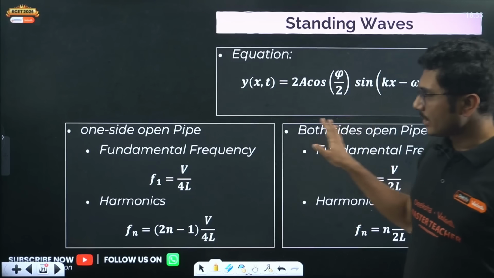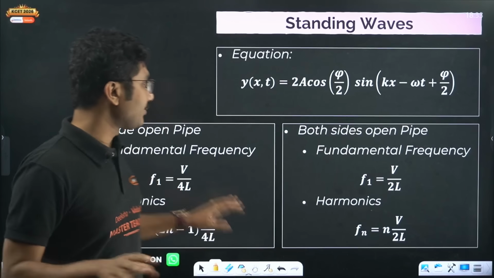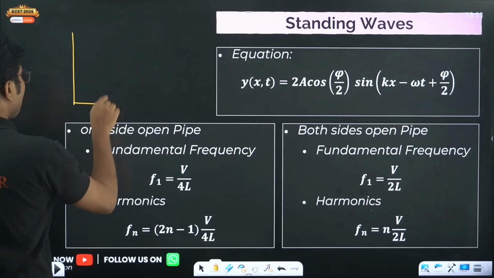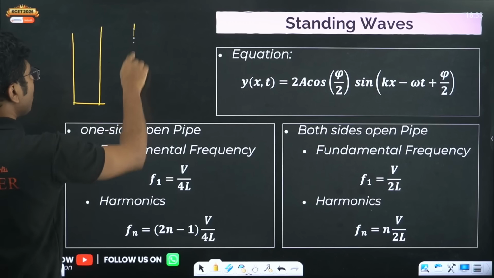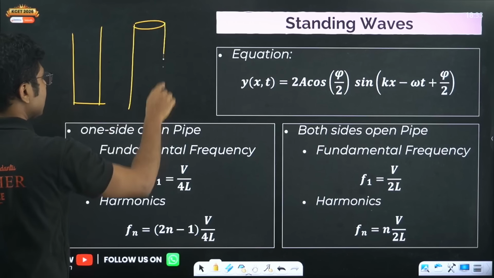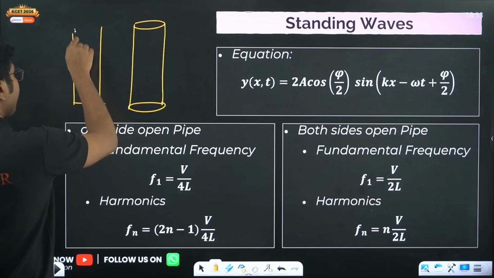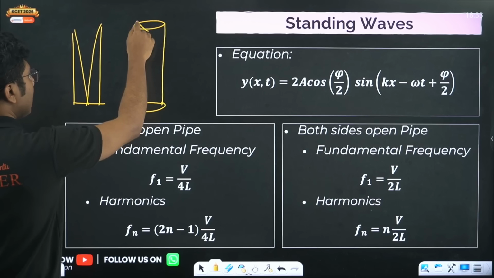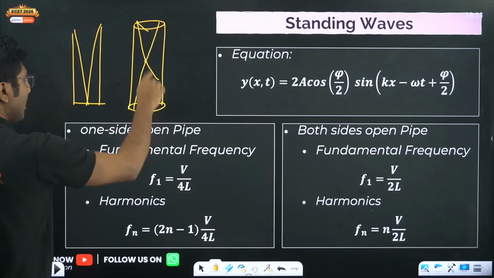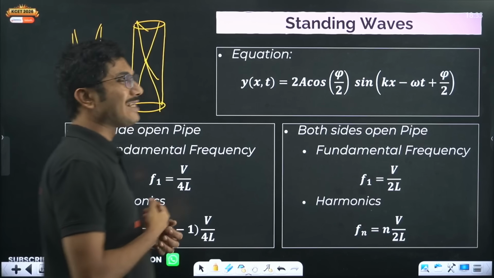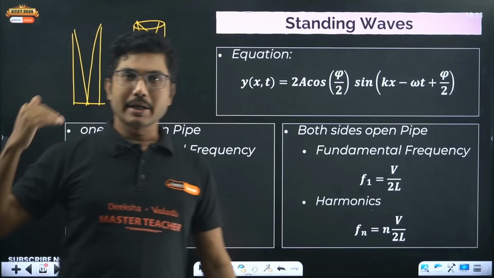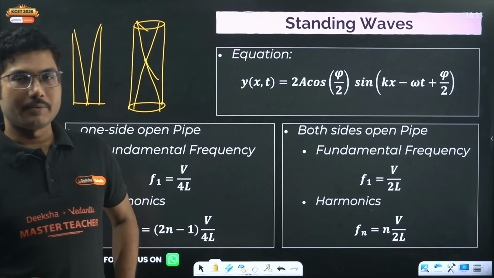Now I just wanted to tell you about one of these concepts: one-sided open pipe and both-sided open pipe. A one-sided open pipe looks like this, a both-side open pipe looks like this. The fundamental frequency in a one-sided open pipe looks like this, and in a both-side open pipe it looks like this. Now when we say overtone, it means the order higher than the fundamental frequency.